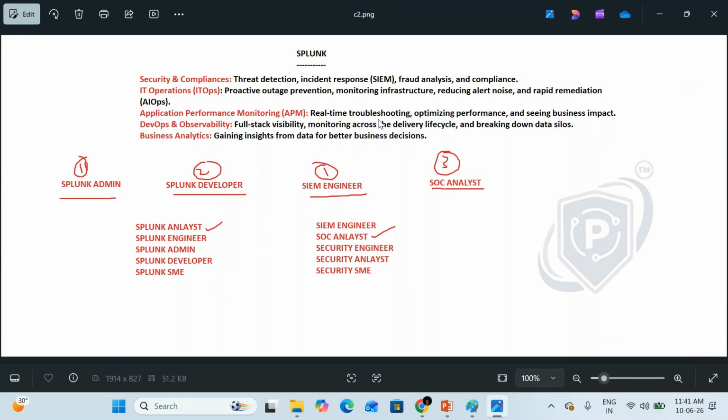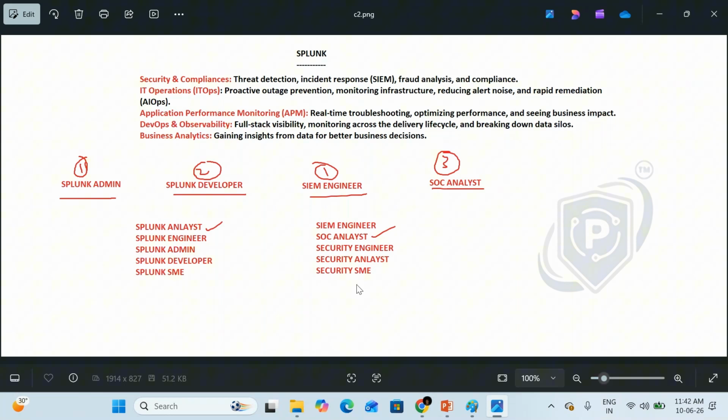Okay. That means our course is completely satisfying almost all modules. So that you can apply for the Splunk admin, Splunk developer, SIEM engineer, detection engineer, and SOC analyst. That we call it as Splunk analyst, Splunk engineer, Splunk admin, Splunk developer, Splunk SME, subject matter expert, SIEM engineer, detection engineer, SOC analyst, security engineer, security analyst, and a security SME, subject matter expert. All we are going to cover.